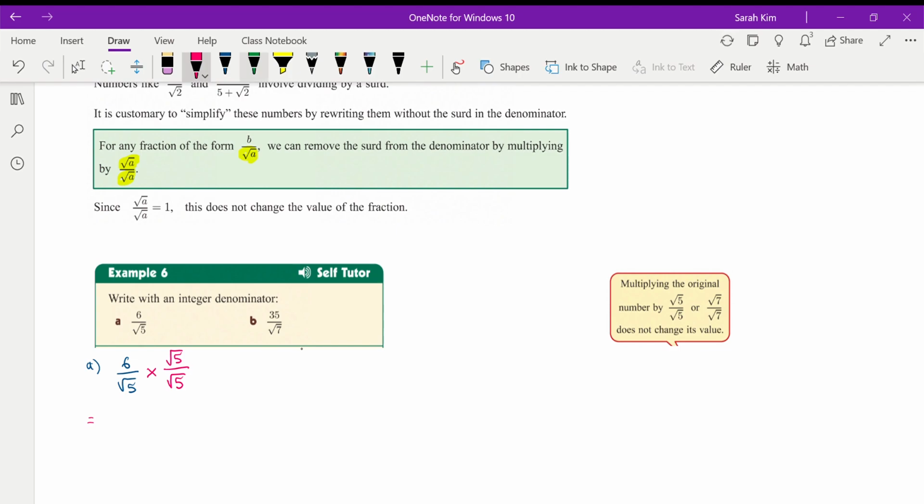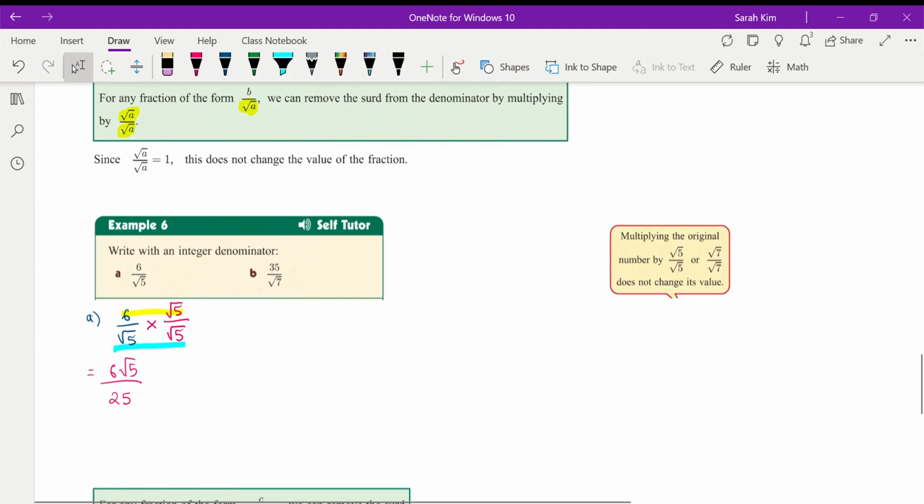So if I just times these two together, numerators together, it'll be 6 square root 5, and then if I times the denominators together, it'll be square root 5 times square root 5, which is 25. So I can leave it like so.